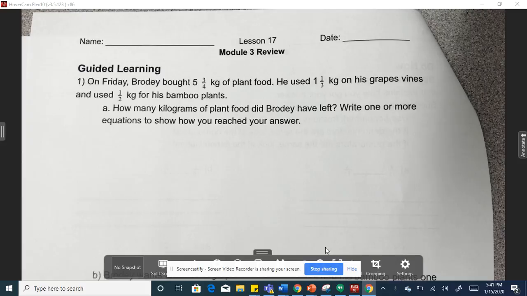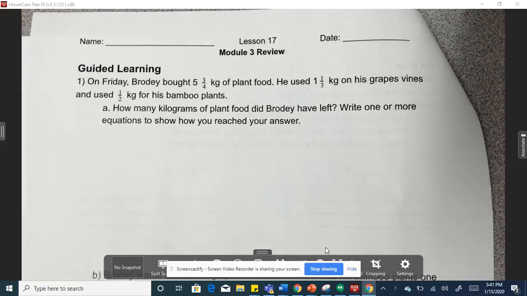On Friday, Brody bought 5 3/4 kilograms of plant food. He used 1 1/3 kilograms on his grapevines and used 1/2 kilograms on his bamboo plants. How many kilograms of plant food did Brody have left? Write one or more equations to show how you reached your answer.